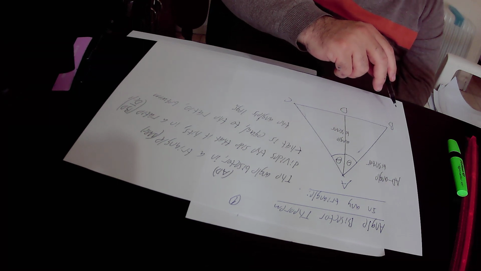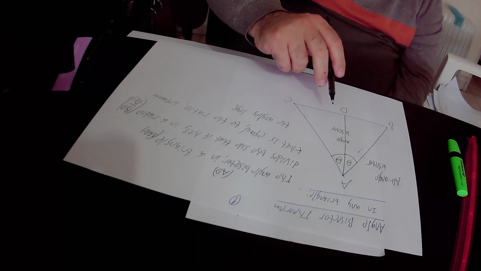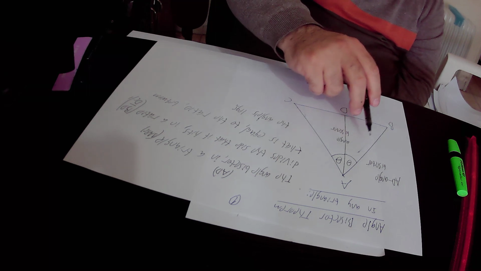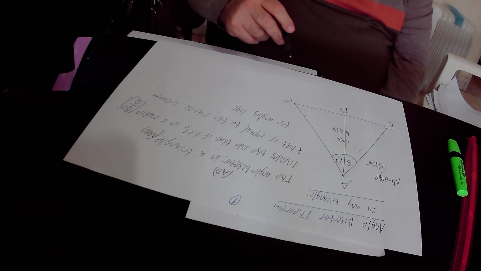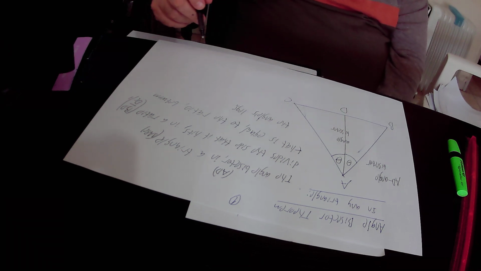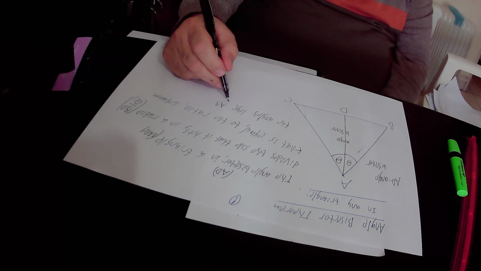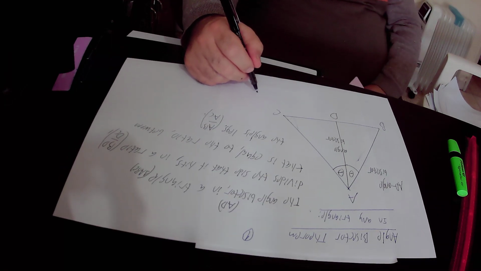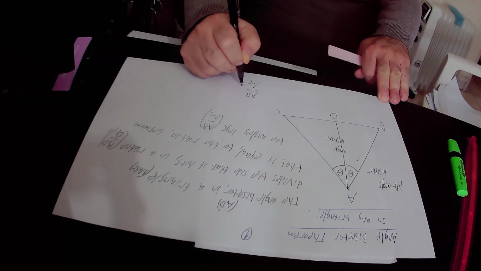So angle BAC, the angle that we are relating, has two legs. The first leg is AB and the second leg is AC. The ratio between those two legs is AB over AC. Okay? AB over AC.